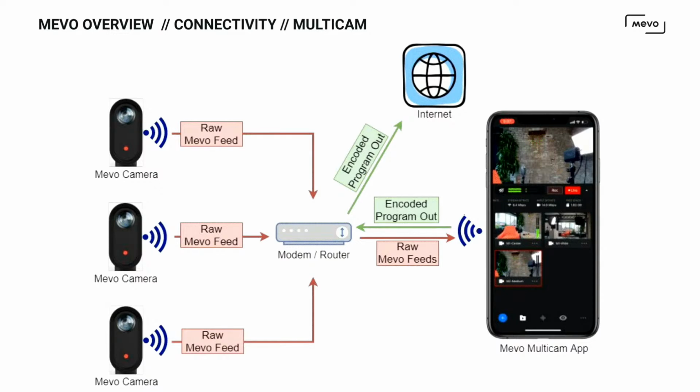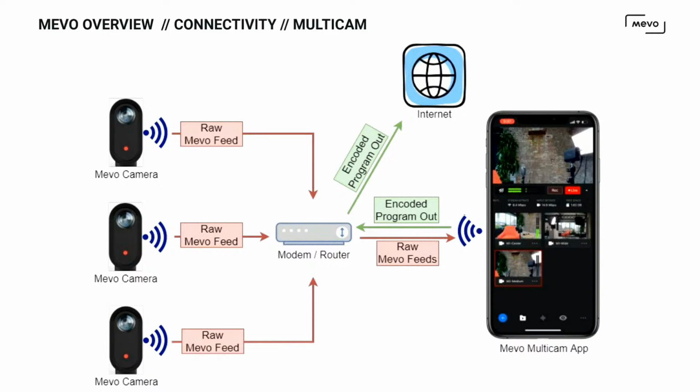With the Mevo Multicam app, all of the Mevos are sending raw feeds out to the Mevo Multicam app. Your mobile device is then processing all of that data and creating and encoding that data based on your selections, based on your audio setting changes, and it's outputting it back to the modem or router where your internet's going to send it out to the World Wide Web.